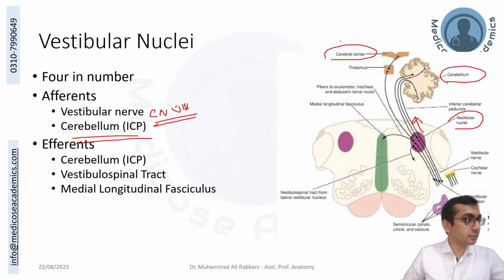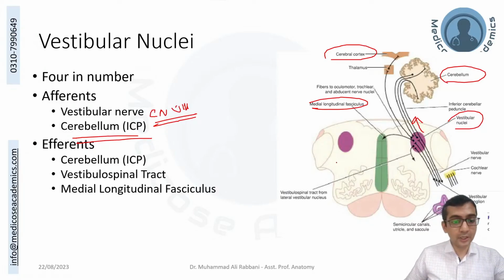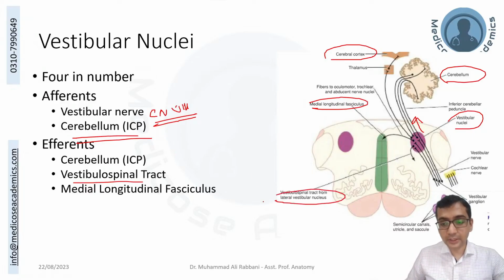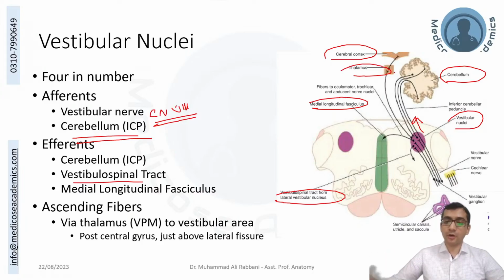For the conscious perception, you get dizziness, you get sensation when you are moving around. So this is the cerebral cortex, and then it is going to the medial longitudinal fasciculus for the vestibulo-ocular reflexes, and then there are fibers going to the vestibulospinal tract for the balance that is making you stand. So these are the vestibular nuclei and their connections. We talked about ascending fibers, and you must always remember that the ascending fibers always relay in the thalamus before going into the cerebral cortex.